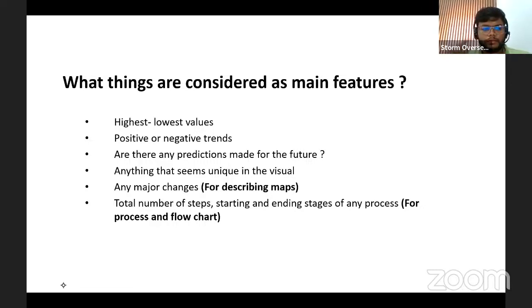When there is a map in our task 1, we can show any major change or any major development in our overview, which is suggested more. And if it is a process, flowchart, or cycle, then we should mention the starting stage and the ending stage. Other than that, we can include any important step also in the overview. So we should keep these things in mind when we write our overview.